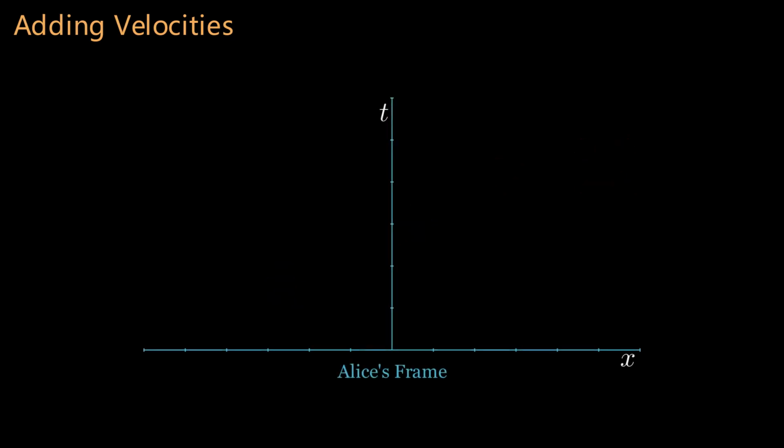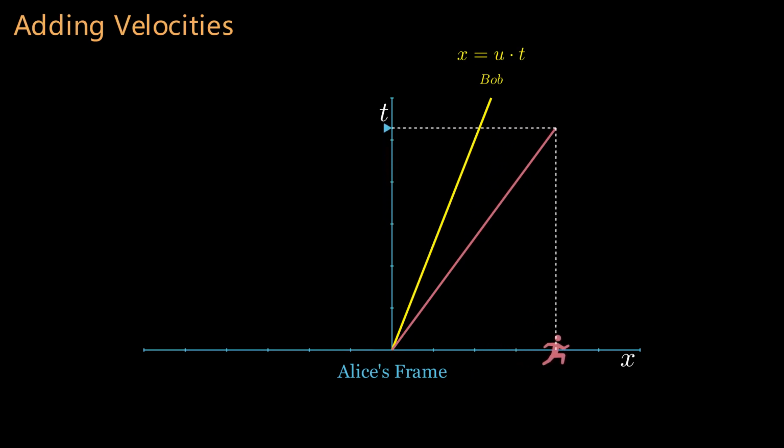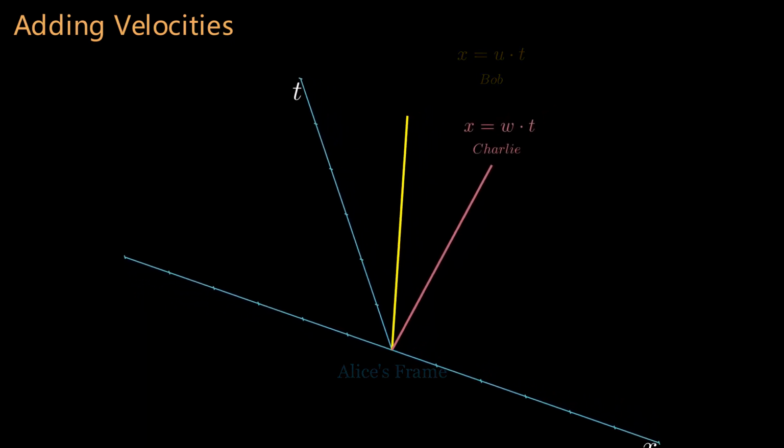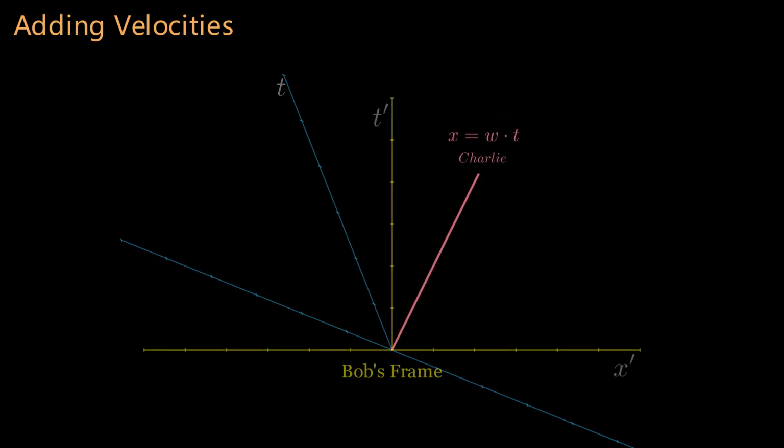In Alice's frame of reference, Bob moves with velocity u. Draw Bob's world line, which satisfies the equation x equals u times t. Assume Charlie's velocity in Alice's frame is w. Draw Charlie's world line, which satisfies the equation x equals w times t. Now, using the Lorentz transformation, convert Alice's frame of reference to Bob's frame. In Bob's frame, Charlie's velocity is v.